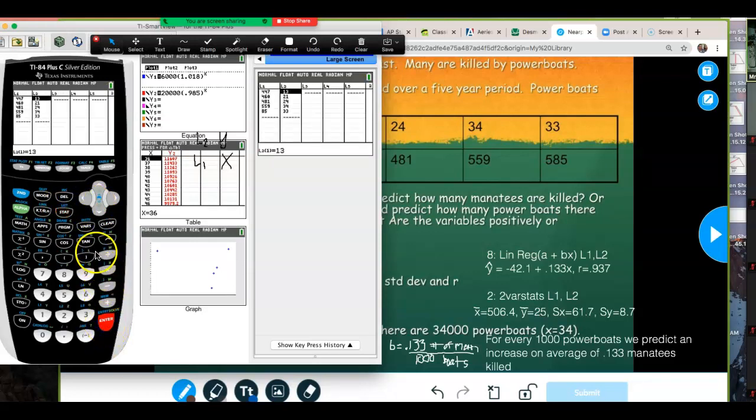Let me double check my data. Oh, I put 85 instead of 585. I knew it was off. It should be somewhat linear, or usually when you make a graph, you want to check that. So I knew I was going to be off by a little bit.